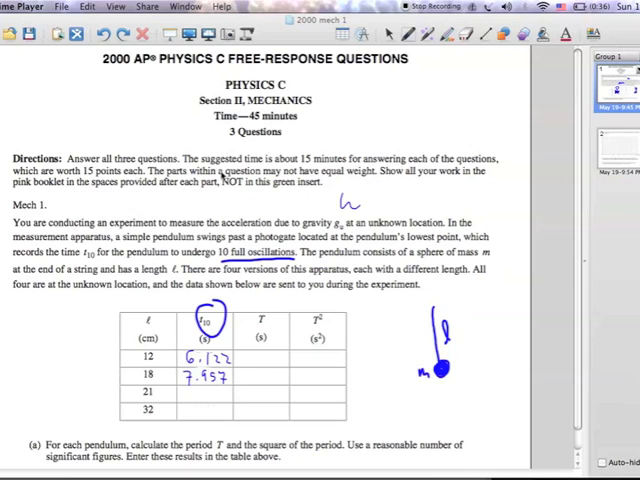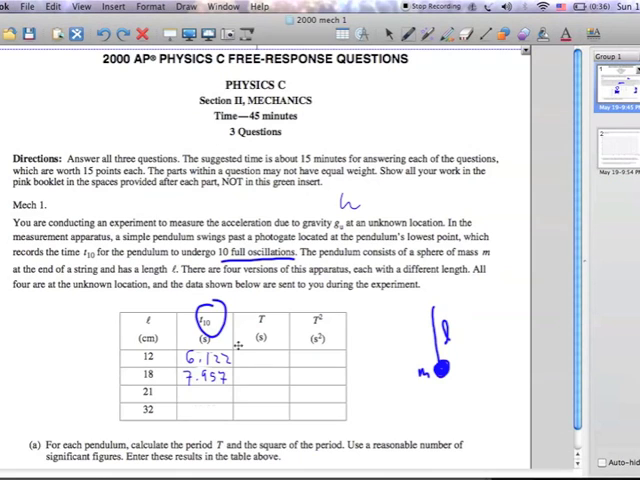1, 2, 3, 4, 6, 7, 8, 9, 10. So 21 centimeters length gave 8.748 seconds for 10 periods and 10 full oscillations.